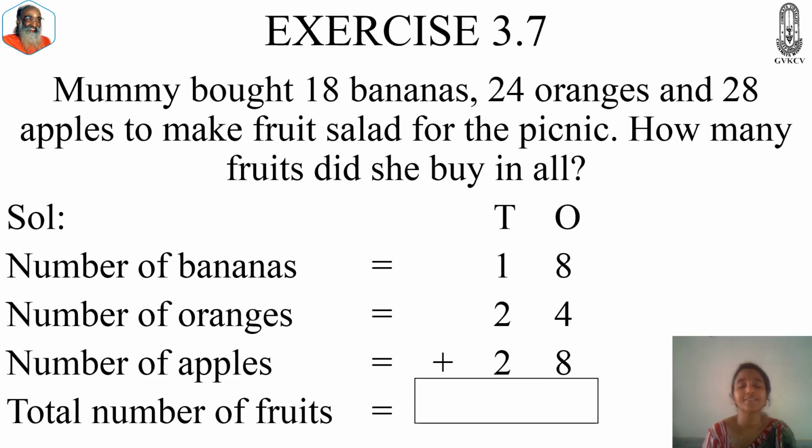This is your exercise 3.7. Okay. Now this is the first sum. What you have to do is write the small statements, and after that change the order of addition and check whether the answer is the same or not. I solved some problems for you.